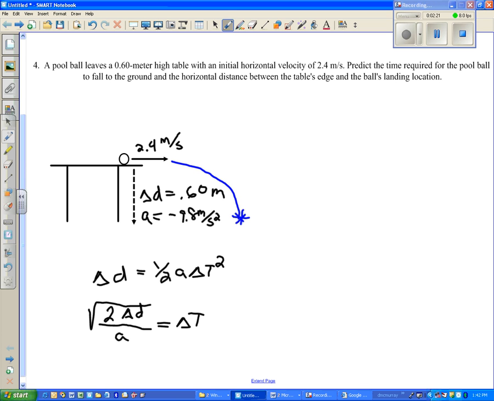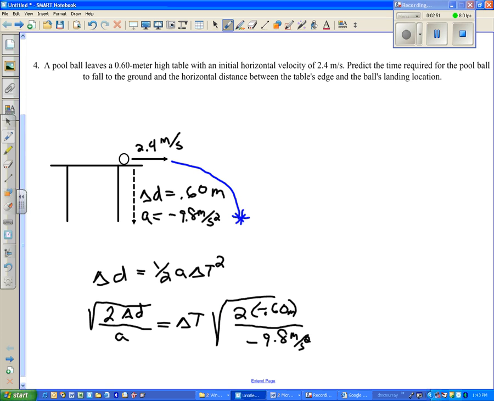We can put some numbers in here and we can find out our answer for time, which is the first part. It says predict the time required for the pool ball to fall to the ground. And so let's put some numbers in here. I would say, well then 2 times 0.60 divided by negative 9.8 meters per second squared. And make sure this distance is down so it itself is negative.